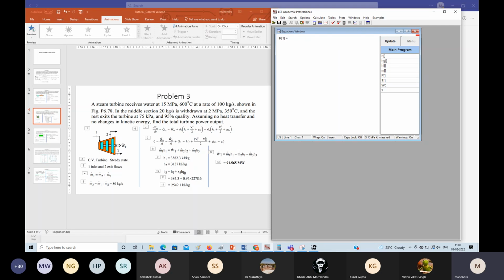T1, how much is it? 15 megapascal means 15 times 100, 1500. Okay, then T1 equal to 600. And then what data is given? M1 equal to 100 kg. Okay, so let us put this also. And then P2 equal to 2 megapascal.